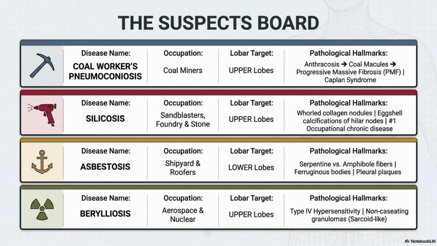Third is asbestosis, affecting shipyard workers and roofers. Unlike the others, it targets the lower lobes and involves serpentine versus amphibole fibers, ferruginous bodies, and pleural plaques. Finally, berylliosis is found in aerospace and nuclear workers, targets the upper lobes, and features a type 4 hypersensitivity reaction with non-caseating sarcoid-like granulomas.